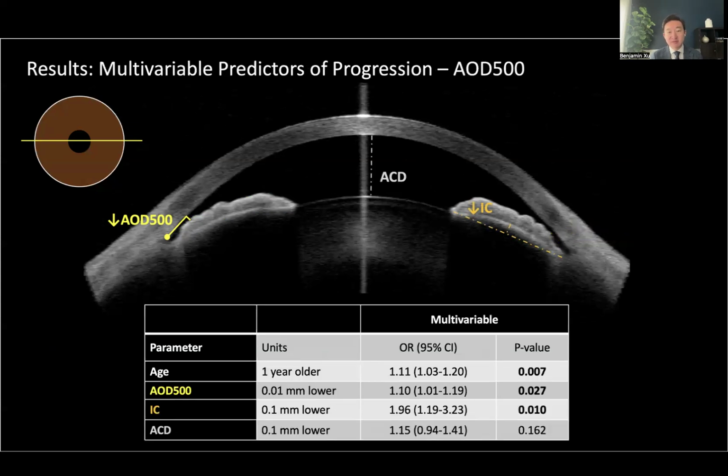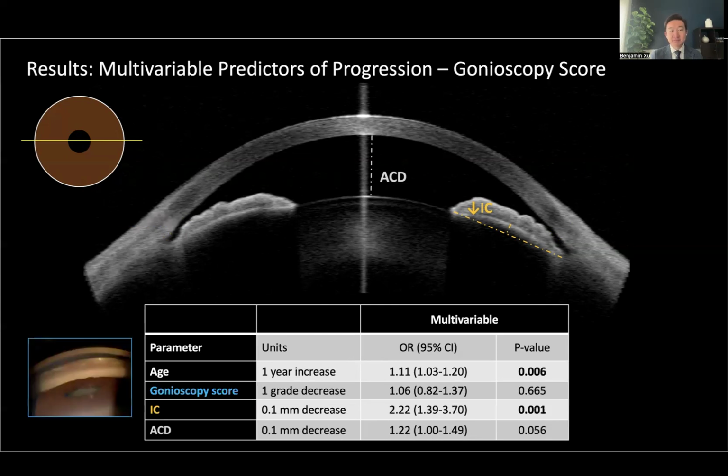Next, we developed multivariable models looking at predictors of progression. In this model, we included AOD as our measure of angle width. We can see that adjusted for age, iris curvature, and anterior chamber depth, AOD was significantly associated with progression. Specifically, for each 10 microns smaller in AOD, the odds of progression increased by around 10%.